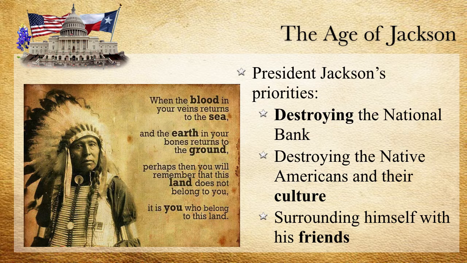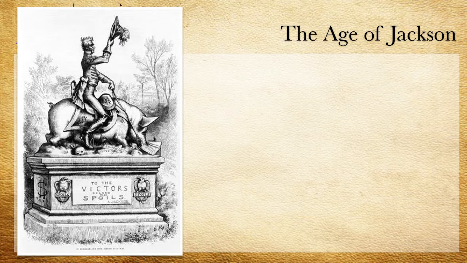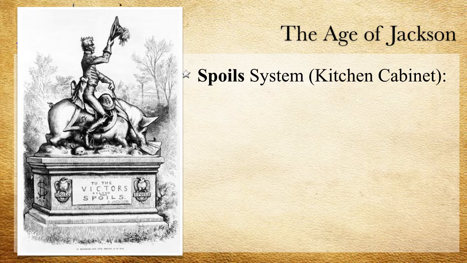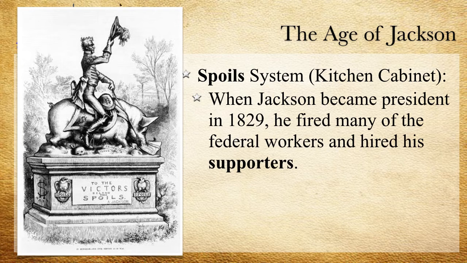See, Native Americans didn't agree or believe in property ownership. They didn't think you could own the land. But the Americans had a different thought. And so Andrew Jackson, when he gets into office, institutes something that will become known as the spoils system. The spoils system is where Andrew Jackson hires many of his friends and fires federal workers so that he can give them the hookup.